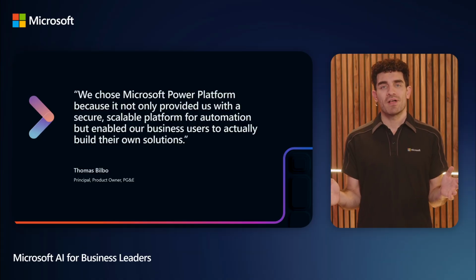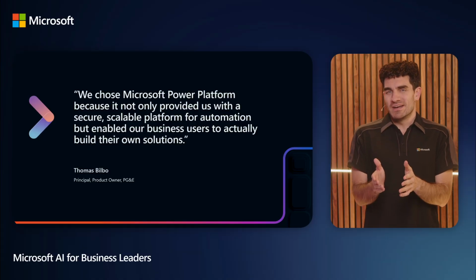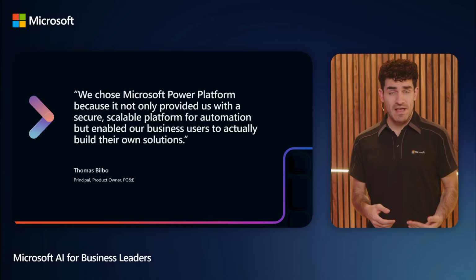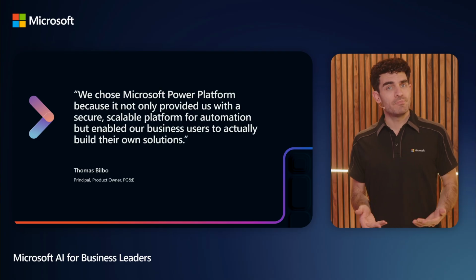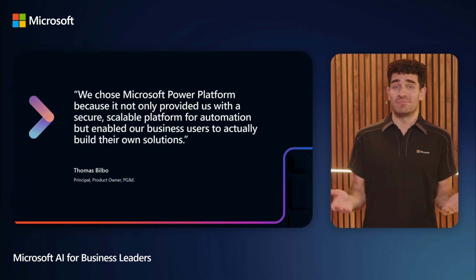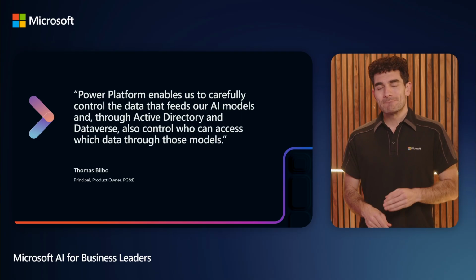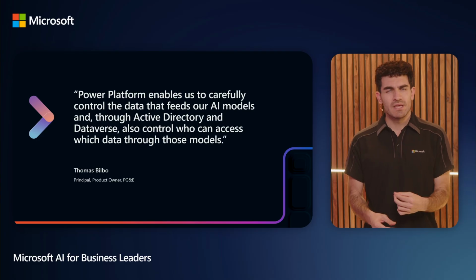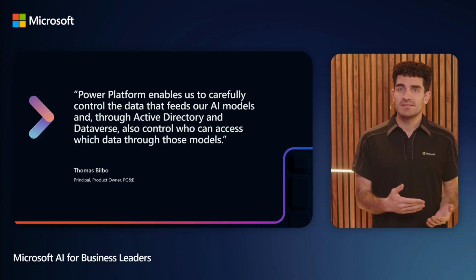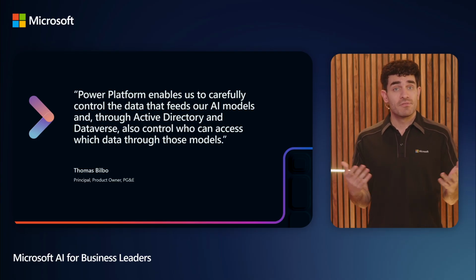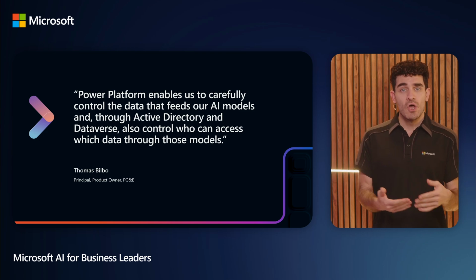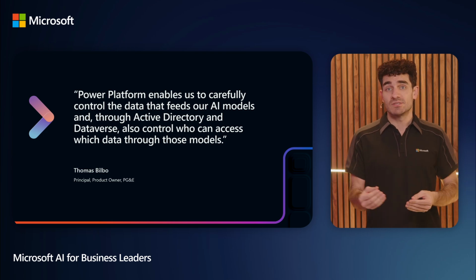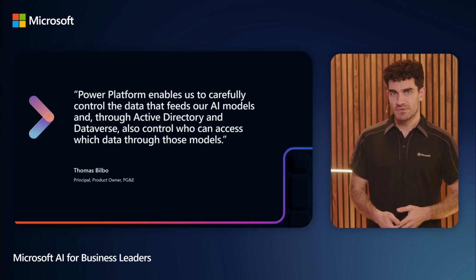We chose Power Platform because it not only provided us with a secure, scalable platform for automation, but enabled our business users to actually build their own solutions. Power Platform enables us to carefully control the data that feeds our AI models, and through Active Directory and Dataverse, also control who can access which data through those models.